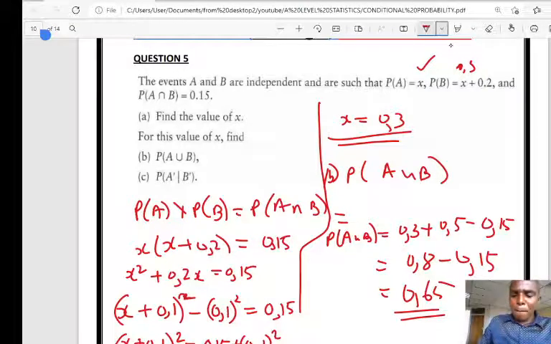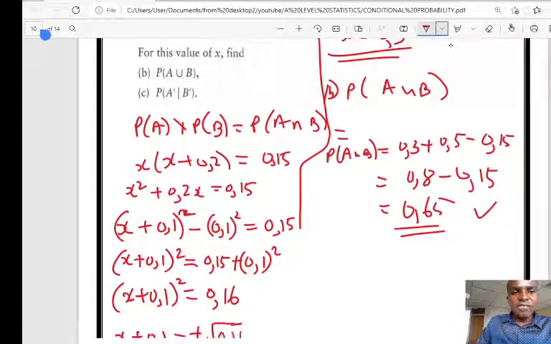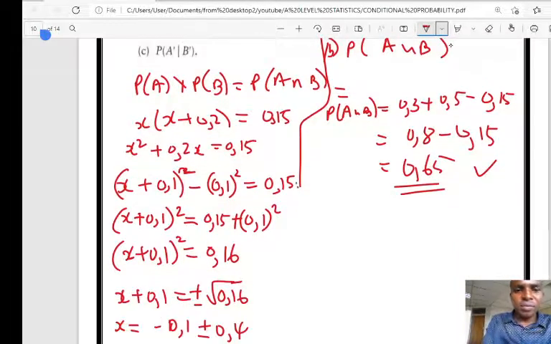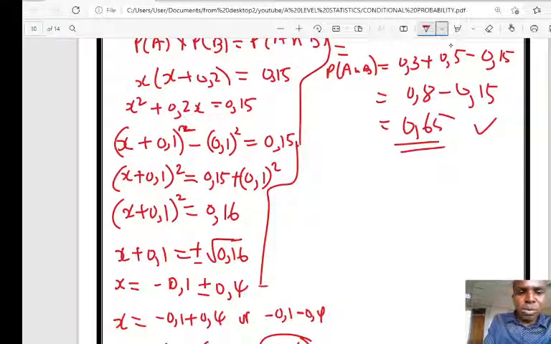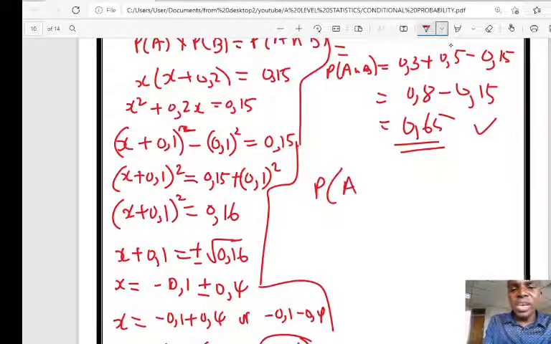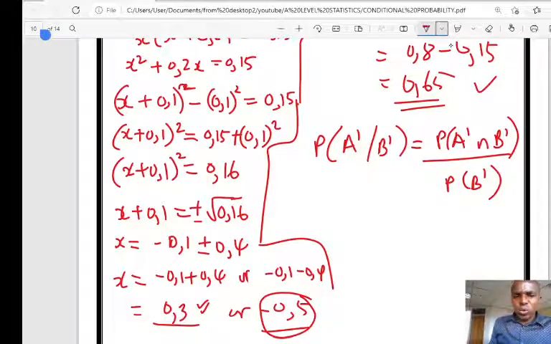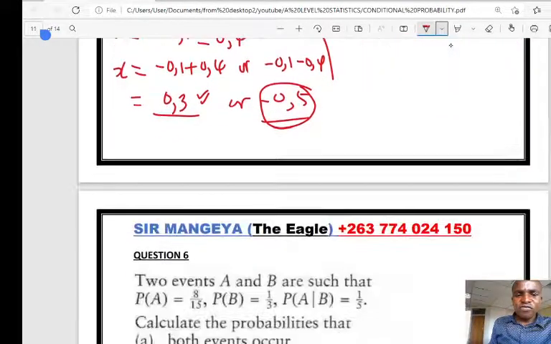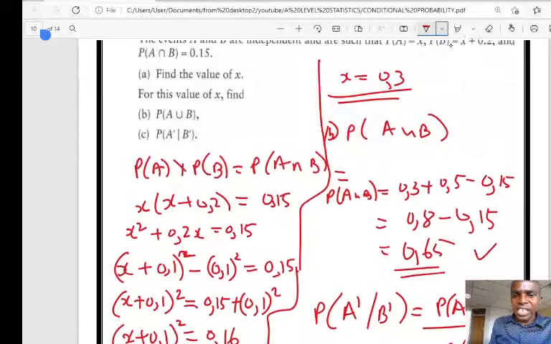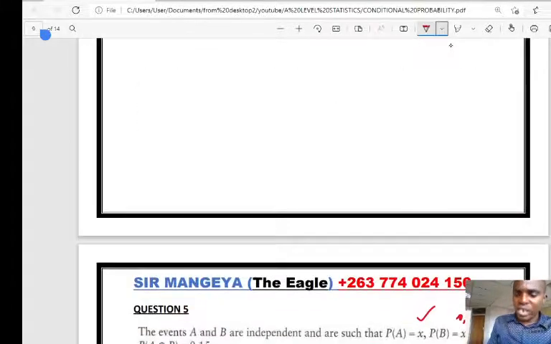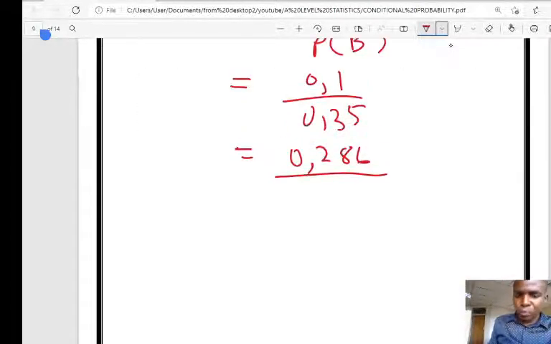Next, probability of A complement given B complement. That's part C. Probability of A complement given B complement is equal to probability of A complement intersection B complement over probability of B complement. Right, to get this one, you must present in set notation. That is easy that way. We have to find B complement, A complement. Let me use this space.